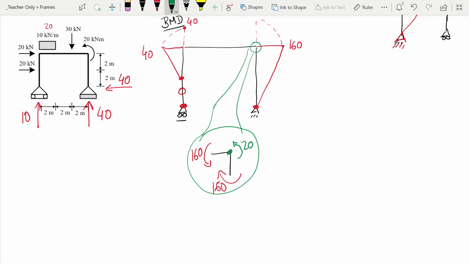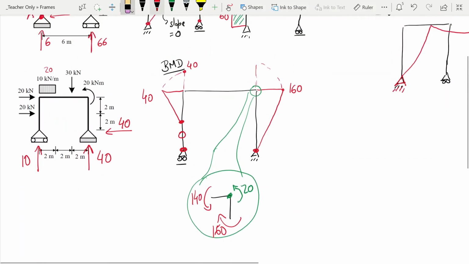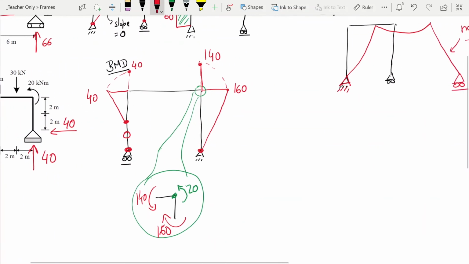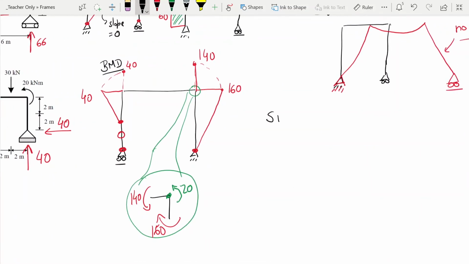So this is not in equilibrium, which means to make this in equilibrium, I need this one to be 140. And now everything is fine. So I know this moment here is 140. Okay, finally, we could try to solve the beam straight away, but maybe I need the shear force diagram for that. So let's just do it very quickly.